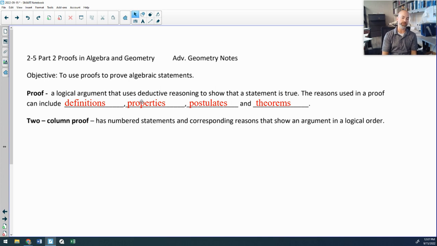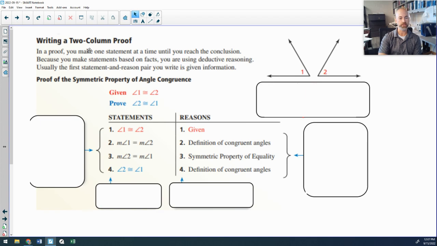And a two-column proof is probably the most common way of doing proofs. However, there are other ways that you can do proofs, but we will camp out with two-column proofs more than anything else, mostly because it's a little bit easier to organize. A two-column proof has numbered statements, corresponding reasons, and it shows that argument in a logical order.